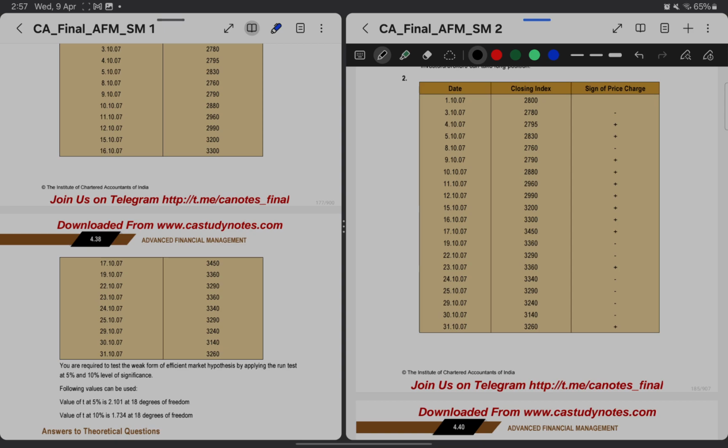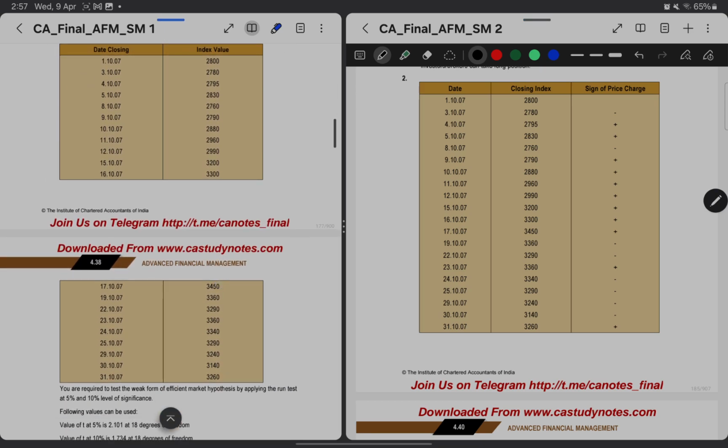Now it is so simple. Based on the given data, first the data has to be sequential by date. The data is already sequential, so there's no need to rearrange it. The daily closing index has been given. From the starting, we have to see what the price change is. Starting from 2800, it has reduced to 2780, which is a negative sign.